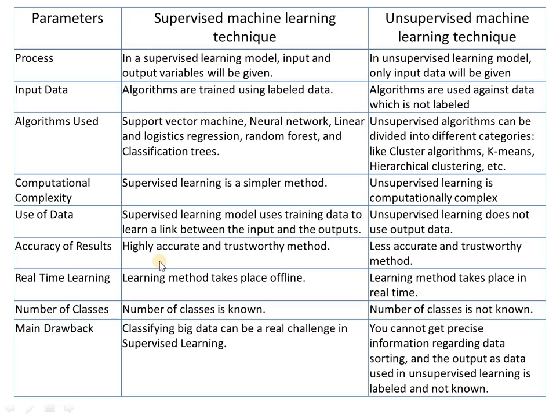And the next is accuracy rate. Here it is high accuracy because we are given the class label, so no need to think more. We just have to classify it according to the class labels, so it is more trustworthy. But here we do not have a class label, and we are going to cluster it without any prior information, according to the similarities. So here the accuracy may sometimes be lower. When we move on to the real-time environment, this learning method is going on offline, and this method is more into real time.